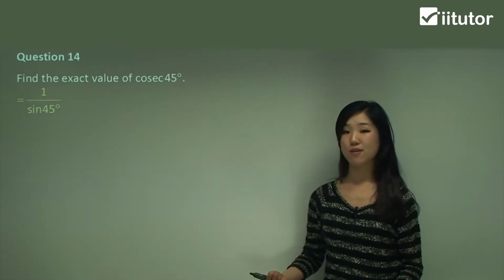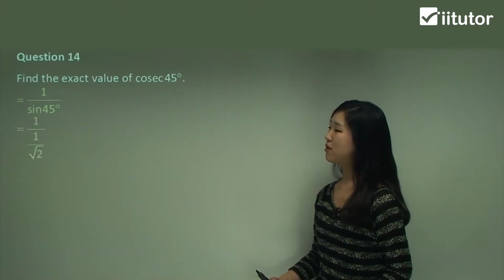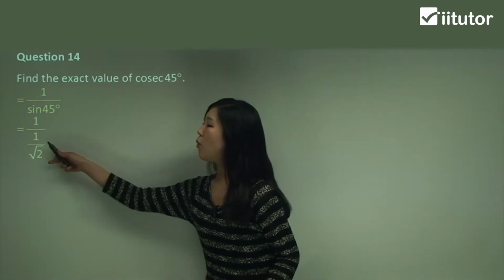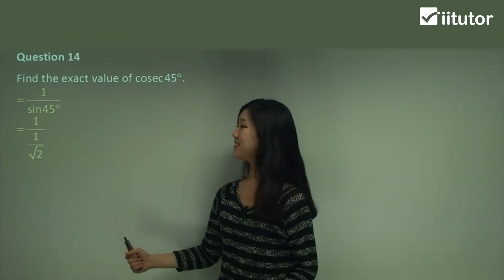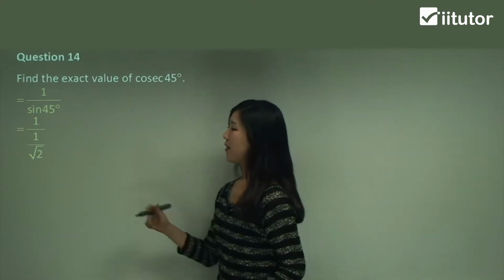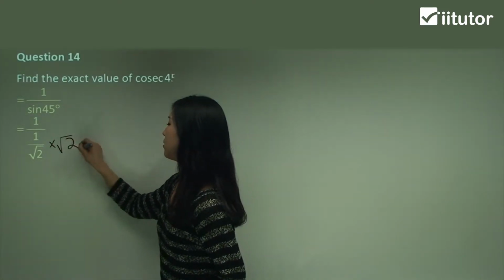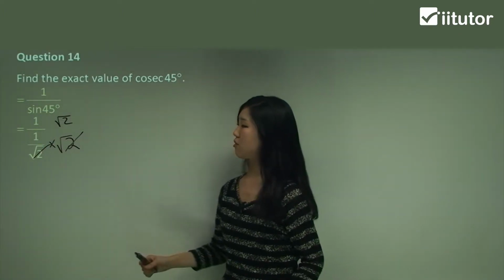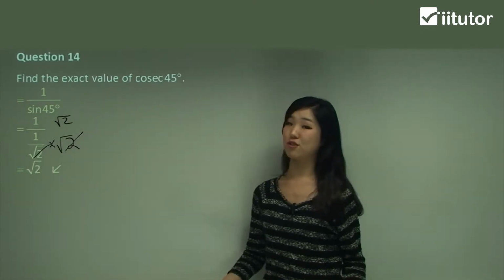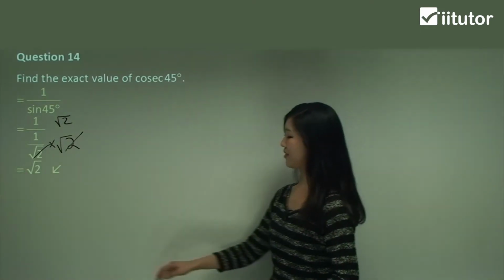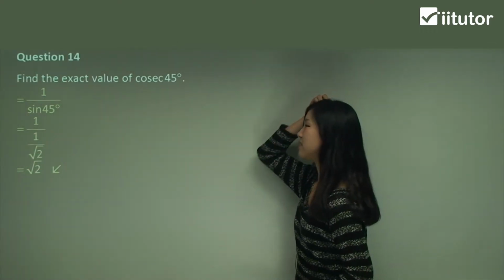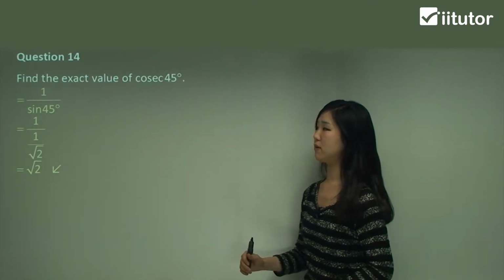Sine 45, we've memorized those exact ratios, right? Exact values. Sine 45 is simply 1 on root 2. So 1 on sine 45 is 1 on root 2. And what I like to do is just multiply top and bottom by root 2, so I can eliminate that fraction. So we have 1 times root 2 over 1. So simply root 2 is our answer for this one. That's the answer. So as long as you remember what cosec is, this shouldn't be much of a problem.